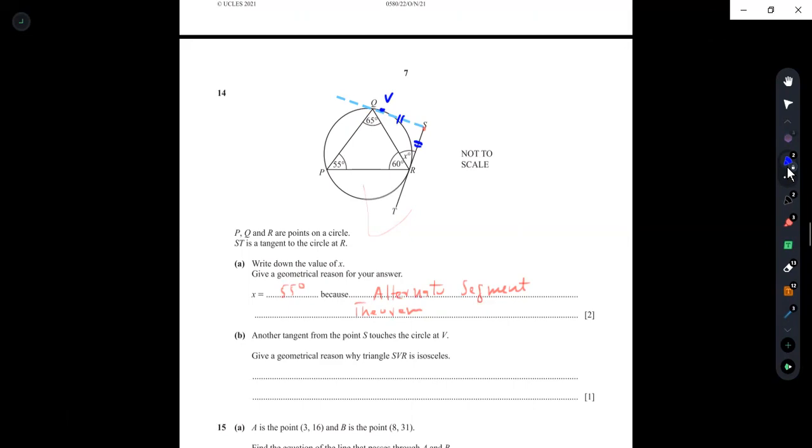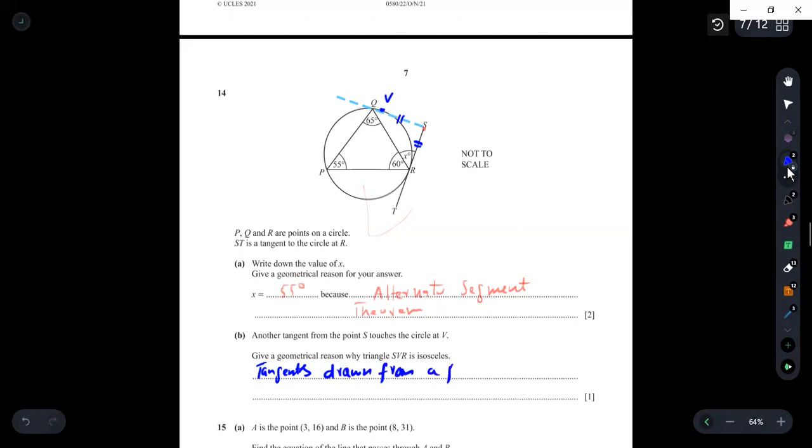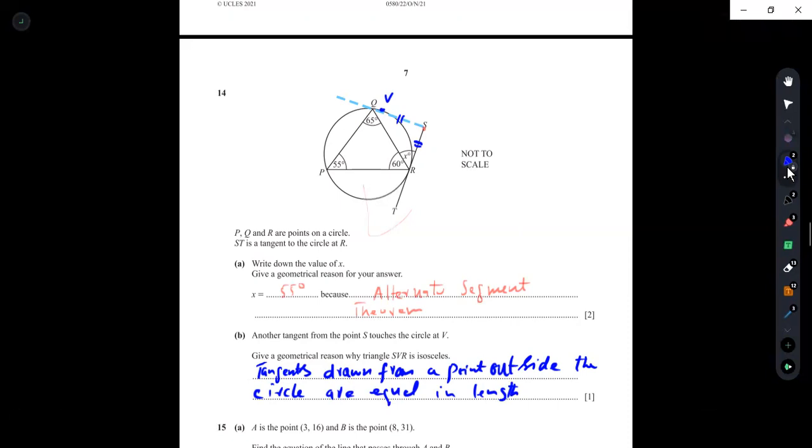Tangents drawn from a point outside the circle are equal in length. So when they are equal, then definitely this will become an isosceles triangle. The sides are equal.